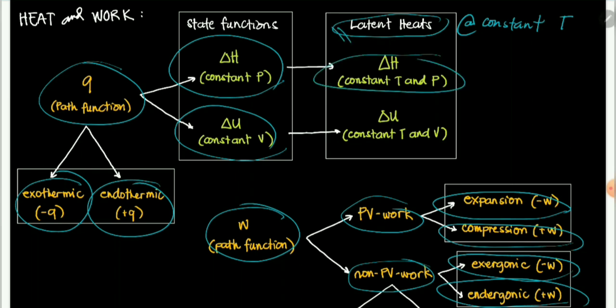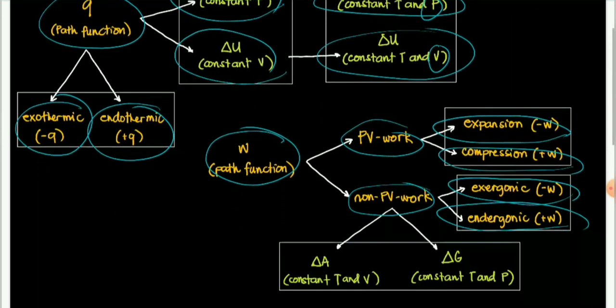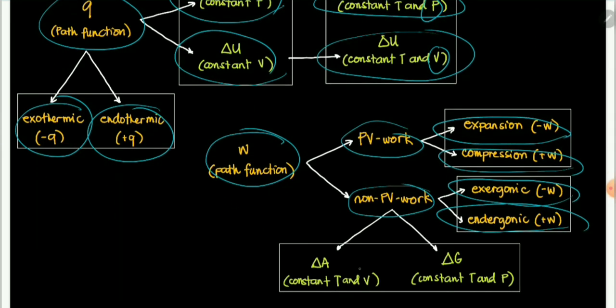So, delta H kapag constant temperature and pressure yung process mo, delta U kapag constant temperature and volume yung process. So, latent heats na ang tawag sa kanila. Okay? Pero delta H and delta U pa rin sila kasi pressure kapag delta H, volume kapag delta U. Okay? Constant ang P pag delta H, constant ang V kapag delta U. Okay? So, sa work naman, if your non-PV work is performed at constant temperature and volume, okay, that's delta A. Kapag naman the process is at constant temperature and pressure, the work or the non-PV work is delta G. Okay? So that's a summary of the definitions of heat and work in terms of the various conditions.